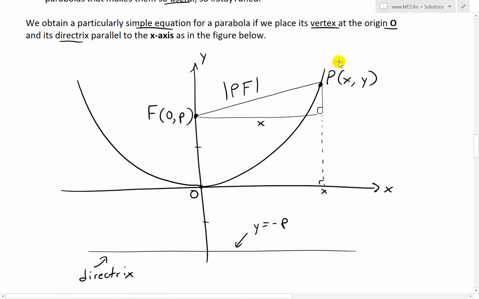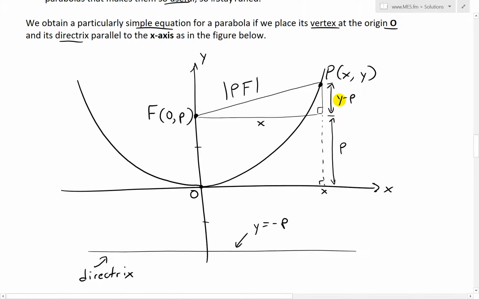Now I'm going to move this just to make it easier. Move it back there just a bit higher, so that we can get this point right here. We know that from this one all the way across here, that's just going to be P. And now this distance is just going to be y minus P.